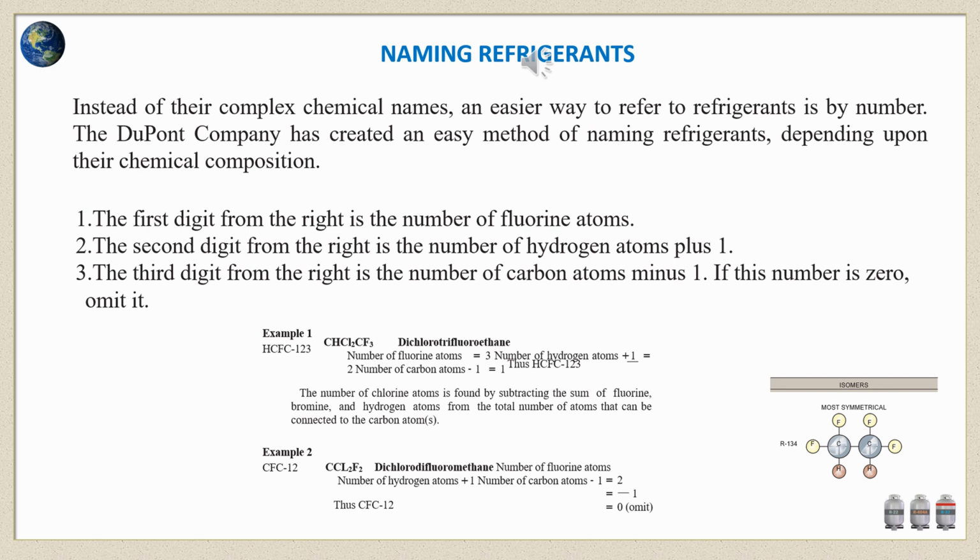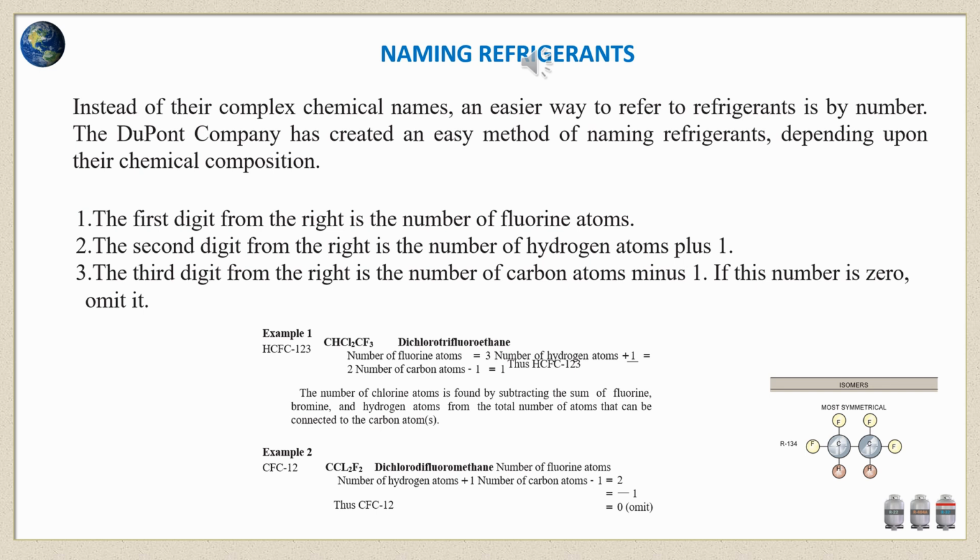Example 1. HCFC 123. CHCl2CF3. Dichlorotrifluoroethane. Number of fluorine atoms equals 3. Number of hydrogen atoms plus 1 equals 2. Number of carbon atoms minus 1 equals 1. Thus, HCFC 123. The number of chlorine atoms is found by subtracting the sum of fluorine, bromine, and hydrogen atoms from the total number of atoms that can be connected to the carbon atom, or atoms.